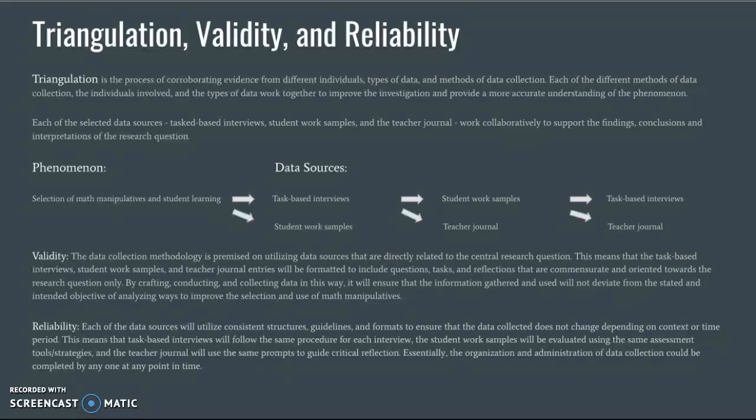In terms of reliability, each of the data sources will utilize consistent structures, guidelines, and formats to ensure that the data collected does not change depending on context or time period. This means that task-based interviews will follow the same procedure for each interview. The student work samples will be evaluated using the same assessment tools and strategies, and the teacher journal will use the same prompts to guide critical reflection. Essentially, the organization and administration of data collection could be completed by anyone at any point in time.